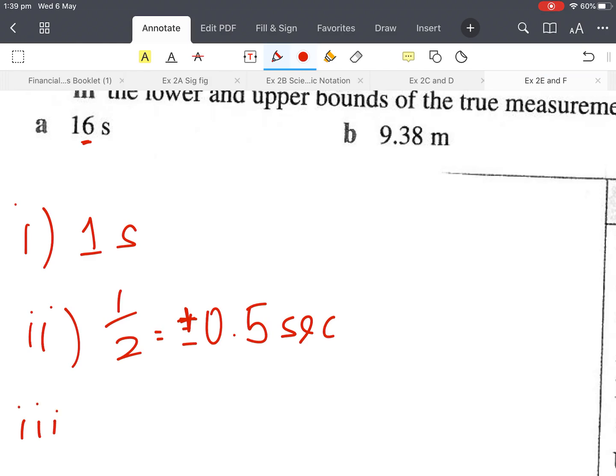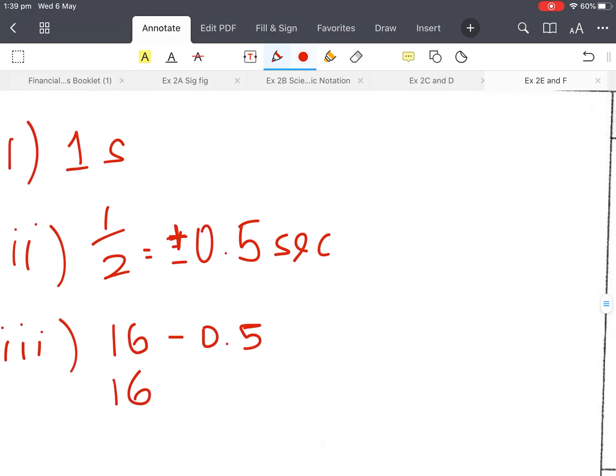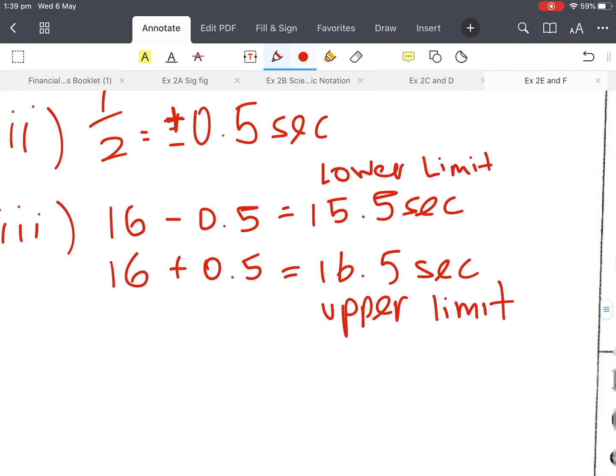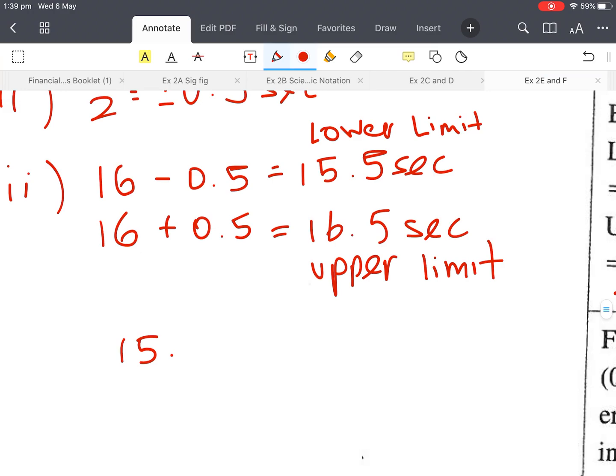Now, adding on to that, take your number in the question, 16, and subtract 1/2 second. Take your number in the question, 16, and add on 1/2 second. So your lower limit will be 15.5 seconds and your upper limit will be 16.5 seconds. Sometimes this is written like this, just so you know if you see it, 15.5 to 16.5 secs.